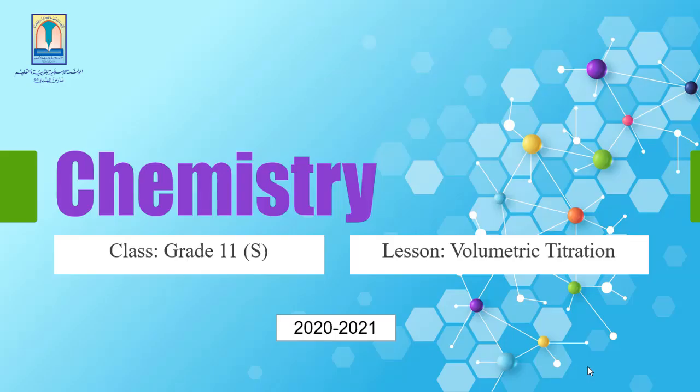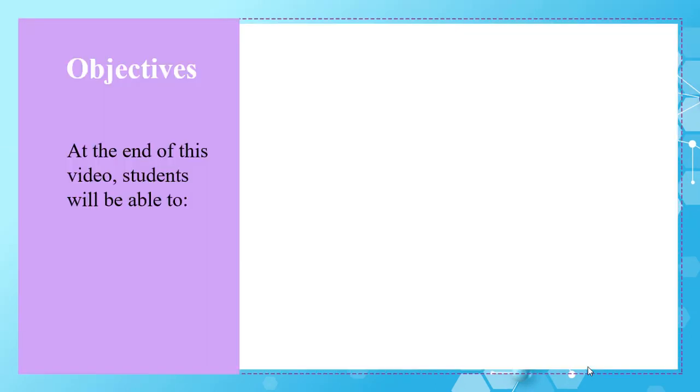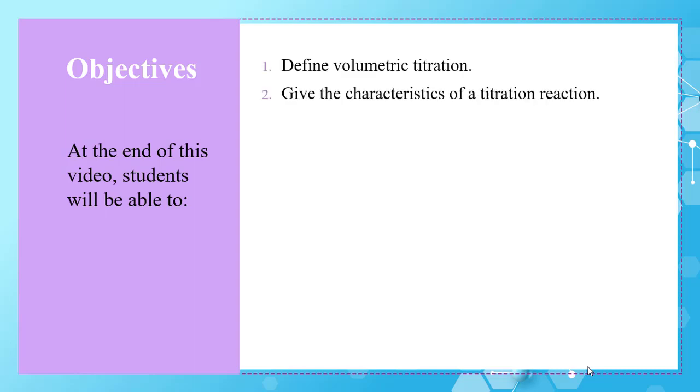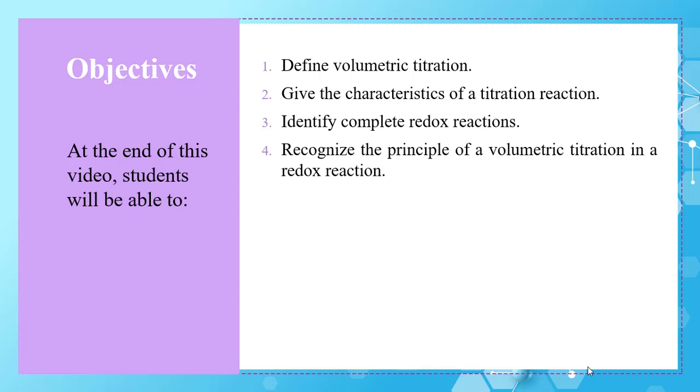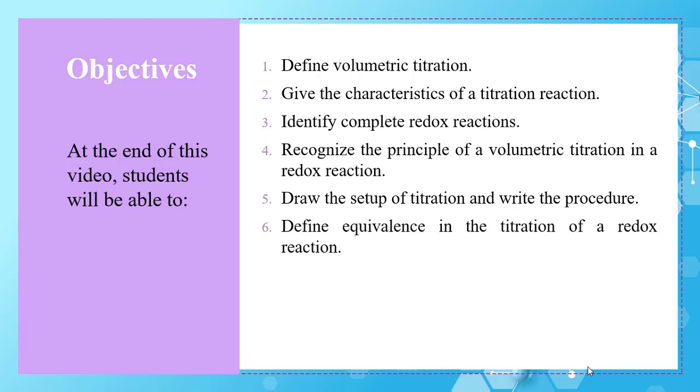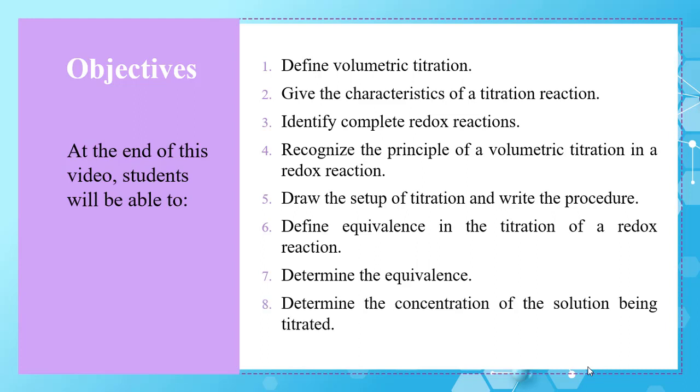Hello dear students, in chapter 6 entitled Volumetric Titration, we're going to learn the following objectives. Define volumetric titration, give the characteristics of a titration reaction, identify complete redox reactions, recognize the principle of a volumetric titration in a redox reaction, draw the setup of titration and write the procedure, define equivalence in the titration of a redox reaction, determine the equivalence, and determine the concentration of the solution being titrated.